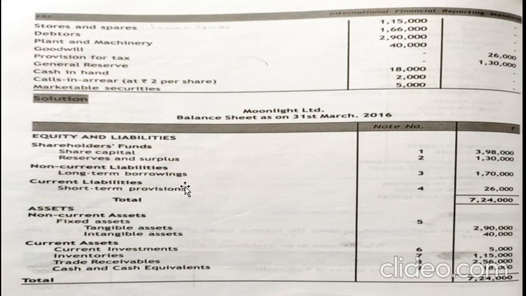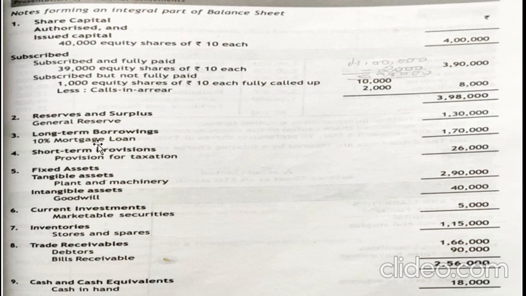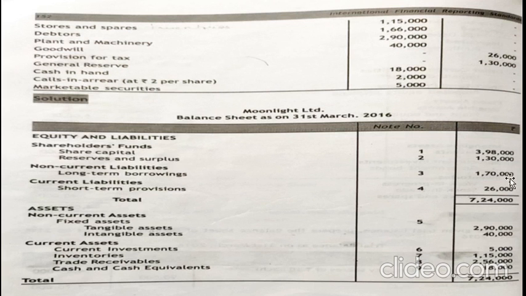Next heading is non-current liabilities. Under non-current liabilities we have long-term borrowings, and the working note for it is 3, which is the 10% mortgage loan of 1,70,000. So we will be taking 1,70,000 into the balance sheet. The next heading on your balance sheet format is current liabilities. Under current liabilities we have short-term provisions, that is provision for taxation, which is 26,000. So the total liabilities is 7,24,000.